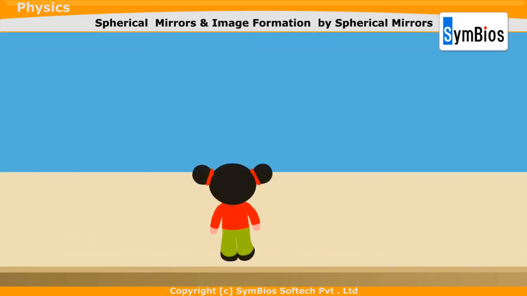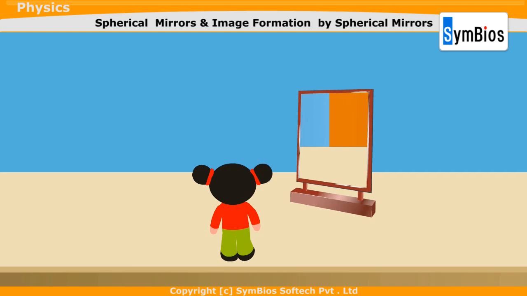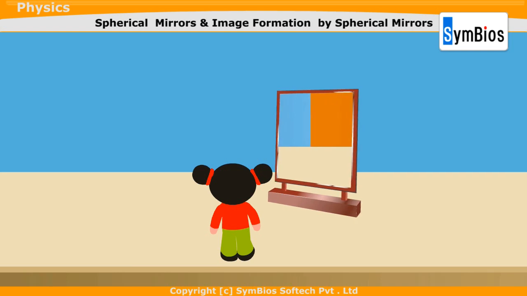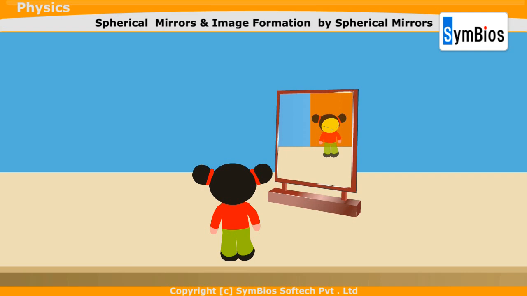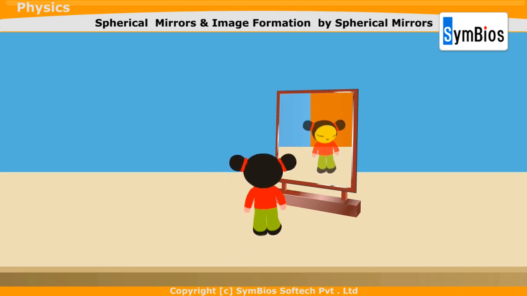Take a small doll and a plane mirror. Place the mirror in front of the doll. You are able to see two dolls now. Move the doll to and fro on the table. The image also moves accordingly.